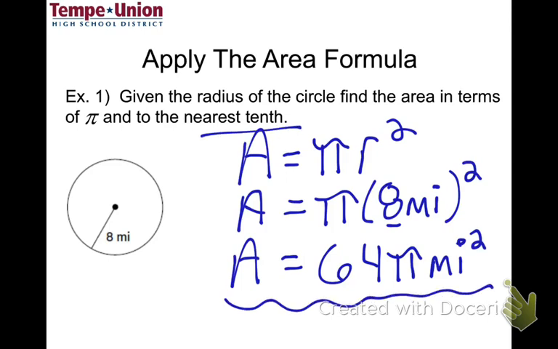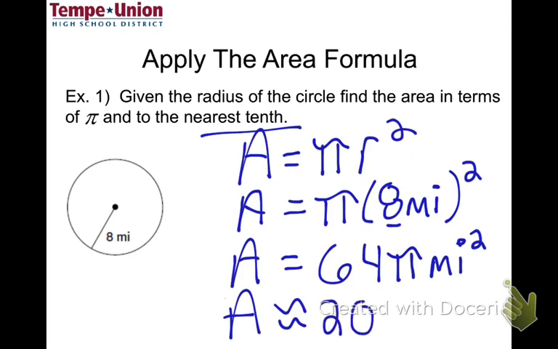And then it says to the nearest tenth. So let me figure out what that is. We would do 64 times, and just search for your pi button on your calculator. So area is approximately, that's our symbol for approximately if we're rounding it, 201.1, and that's square miles. Okay?